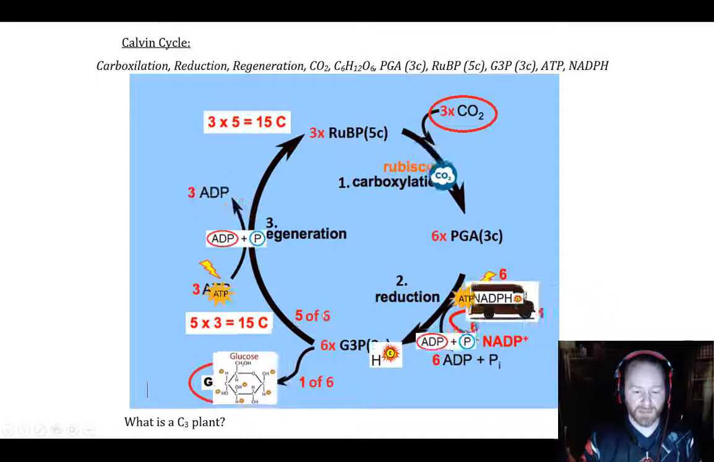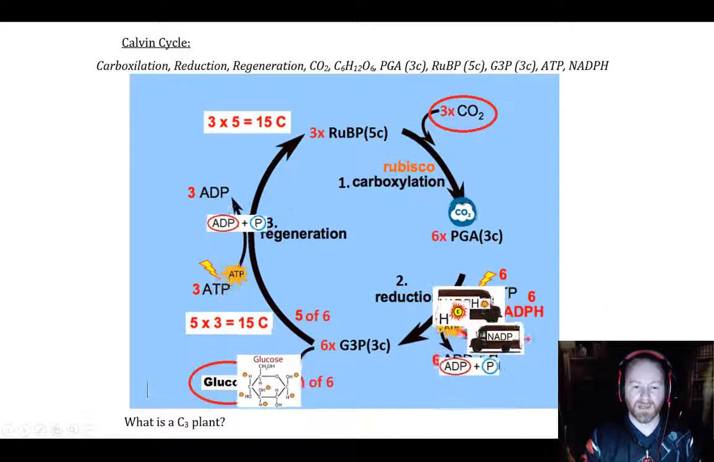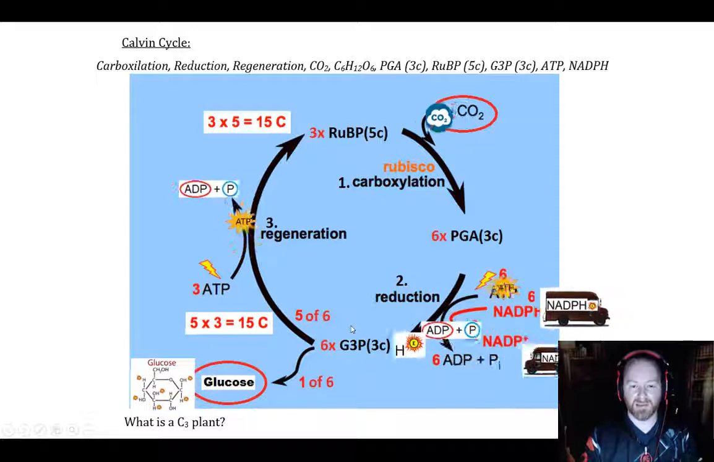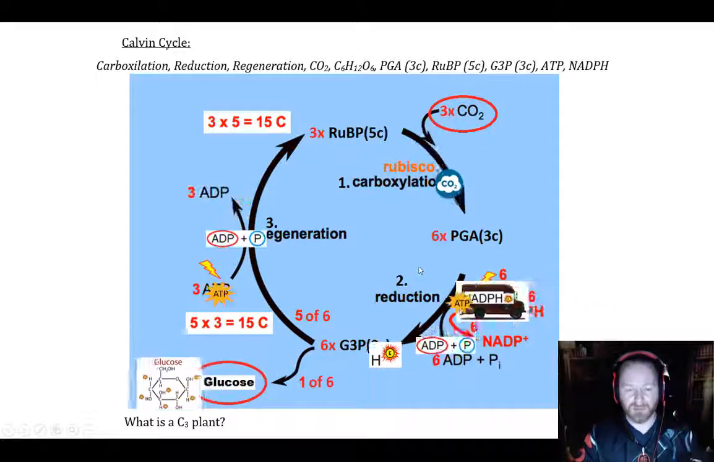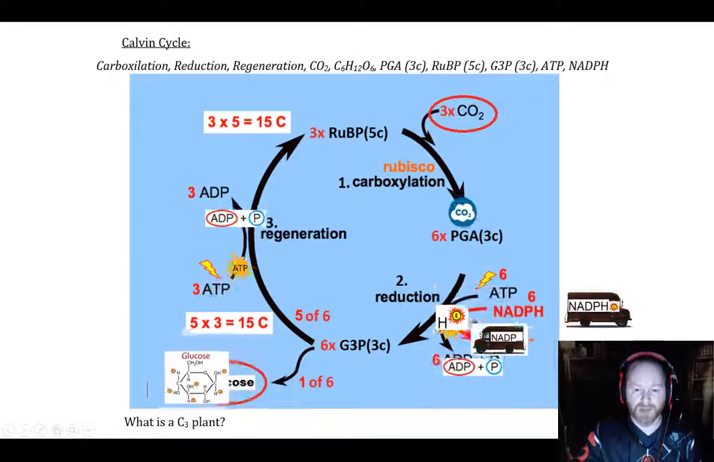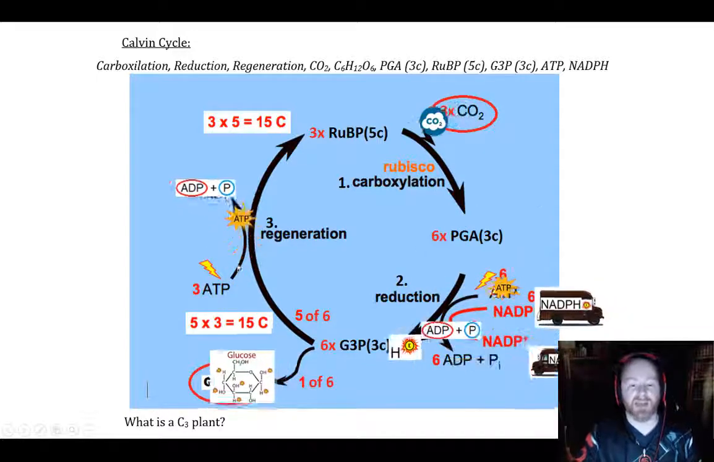Because let's see, we ended up with 5 3-carbon molecules, and we end up with 3 5-carbon molecules. If you do the math, 5 times 3 is 15, 3 times 5 is 15. So we've accounted for all of the carbons in this cycle. So carboxylation, reduction, and regeneration. That's the 3 parts of the Calvin cycle.